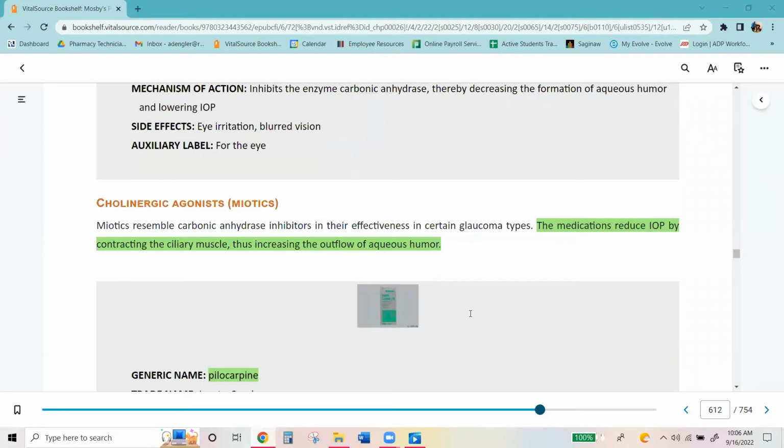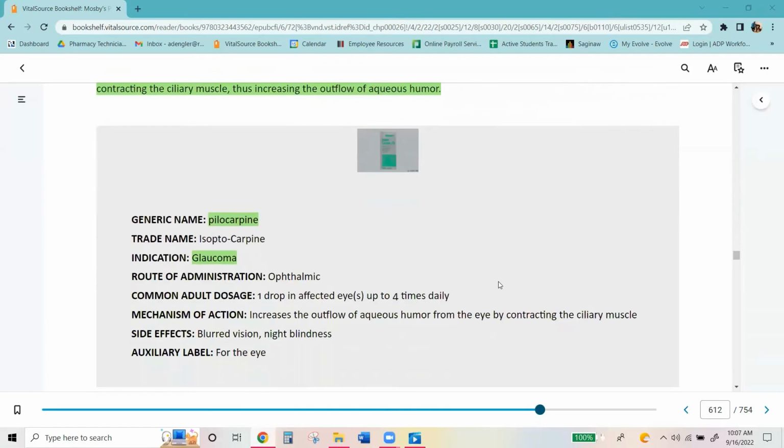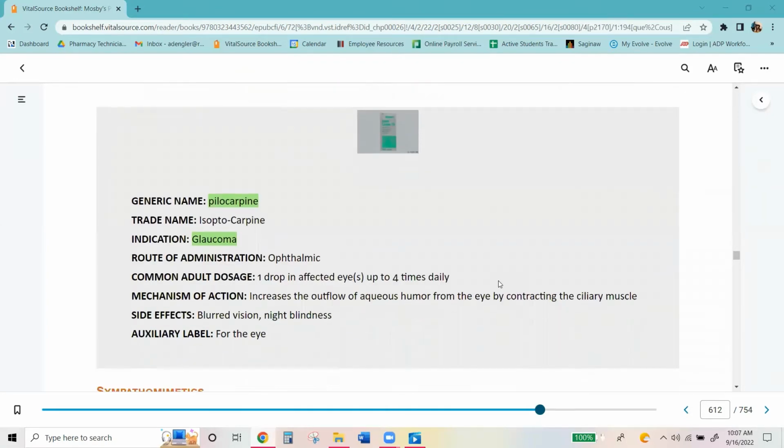Cholinergic agents, miotics, resemble carbonic anhydrase inhibitors in their effectiveness in certain glaucoma types. The medications reduce IOP by contracting the ciliary muscle, thus increasing the outflow of aqueous humor. So we have pilocarpine for glaucoma.